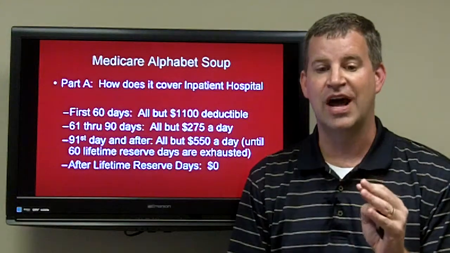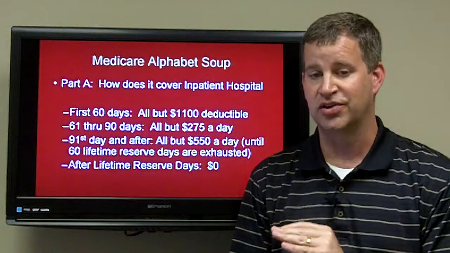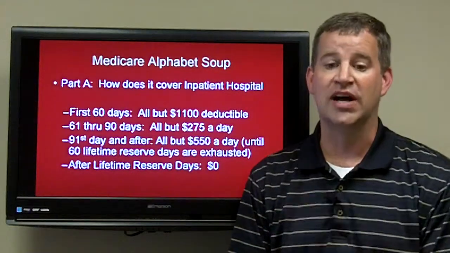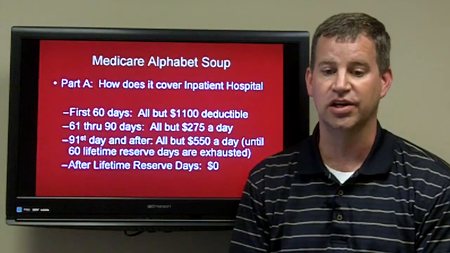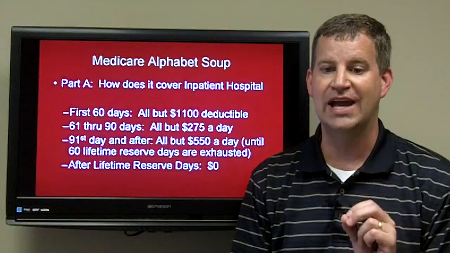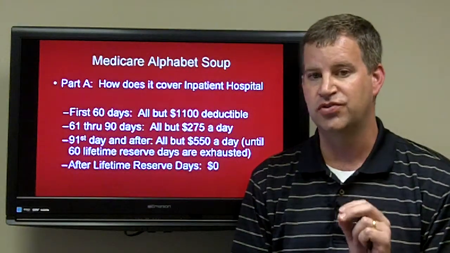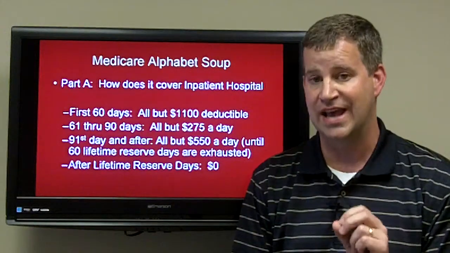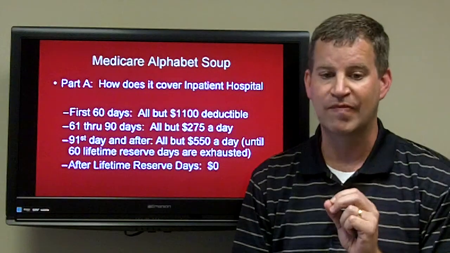Once you've been out of the hospital for 60 consecutive days, the benefit period starts all over again, and you'd be responsible for that $1,100 deductible for the second hospital stay you'd have in a year. After those first 60 days, the 61st through the 90th day, Medicare is going to pay everything except for a $275 a day co-insurance that you would be responsible for.